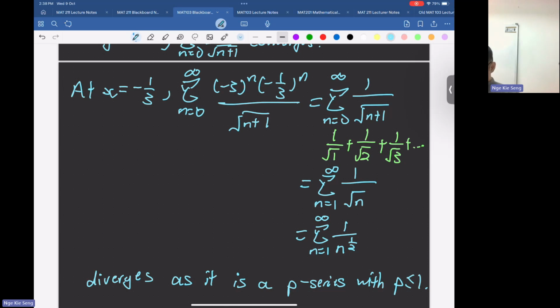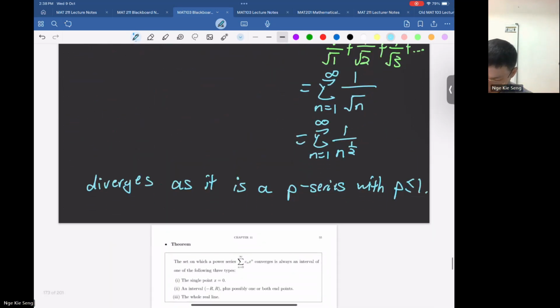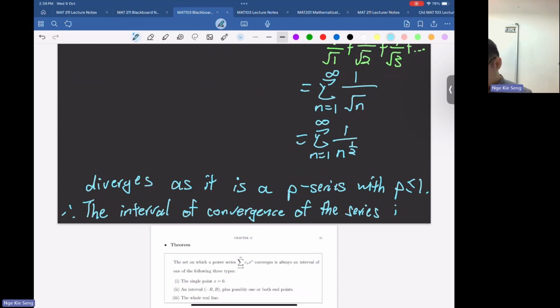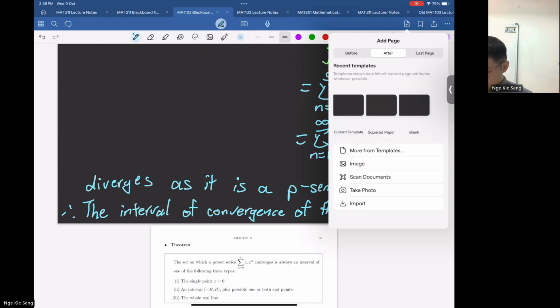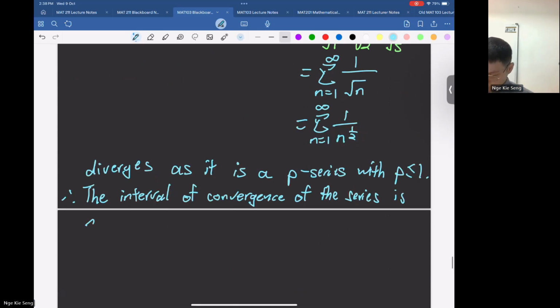Okay, good. So there are 2 endpoints here. Let me put down the conclusion here. So the interval of convergence of the series, I don't want to write down the series, is what? Is a closed interval from minus 1 over 3 to open interval 1 over 3.